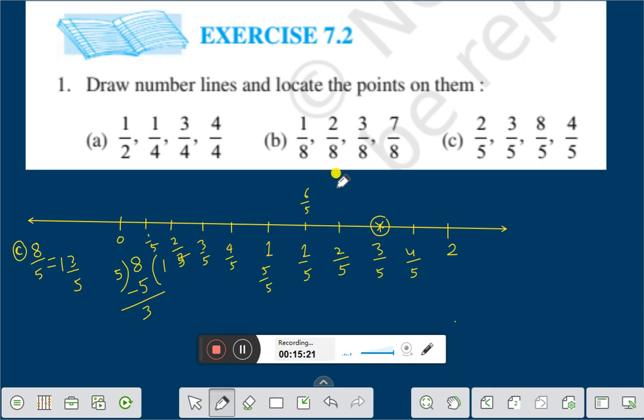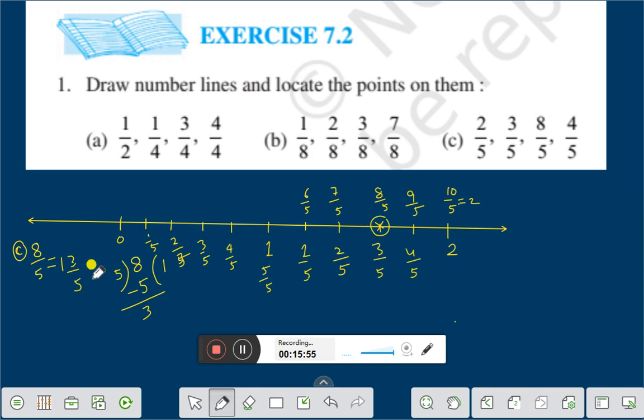6 by 5. This can be represented as 7 by 5. This point is 8 by 5. This point is 9 by 5. And this point is 10 by 5, that is equal to 2. And what you have to represent? 8 by 5. That means this point. Right? In the same way, you can also represent.